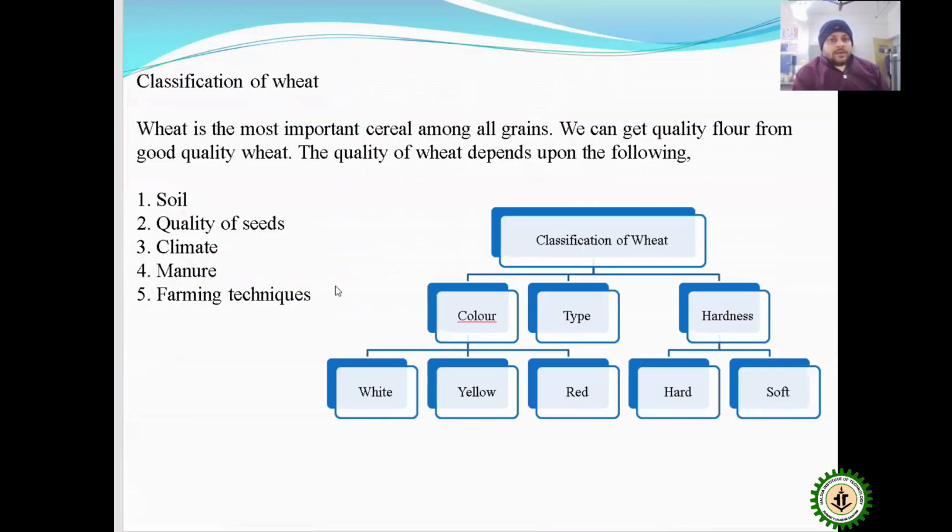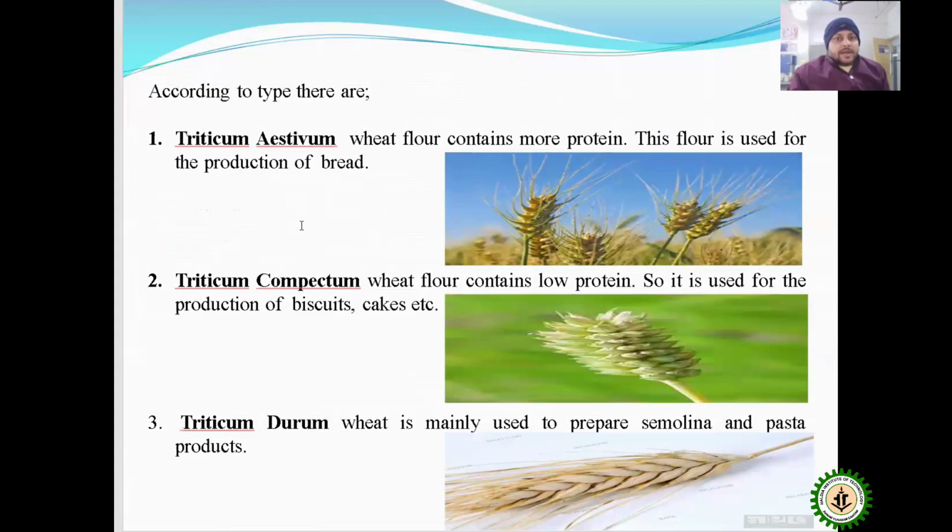Now we classify the wheat according to soil, quality of seeds, climate and manure, and also farming techniques. There are different types according to color: white, yellow, red. Then by hardness: hard wheat and soft wheat. And according to the type, there are three different types.